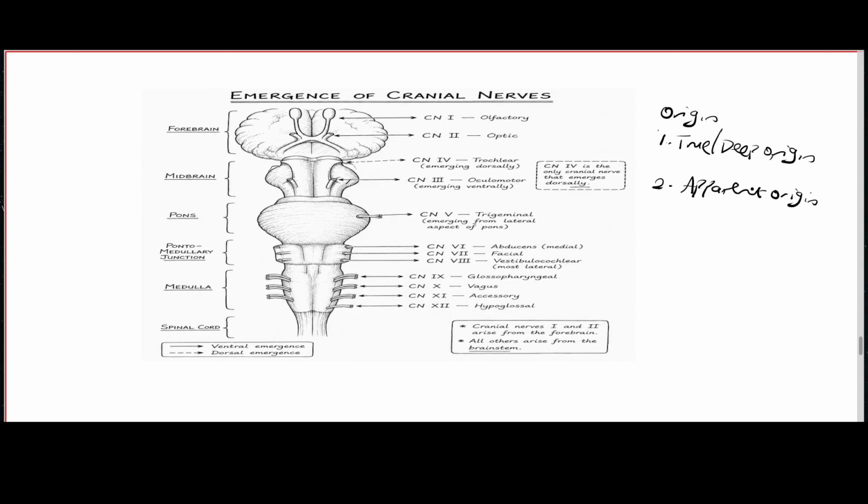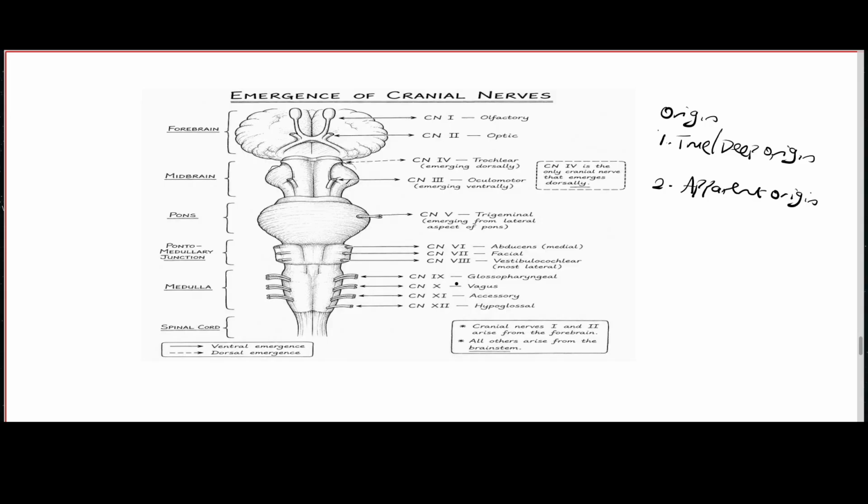So this ganglia will be their true origin because their cell bodies are located outside the central nervous system. That's for the deep origin of the cranial nerves. I hope we understood that part. Now when we talk about the apparent origin, we are talking about the visible point where the nerve is coming out from the surface of the brain.